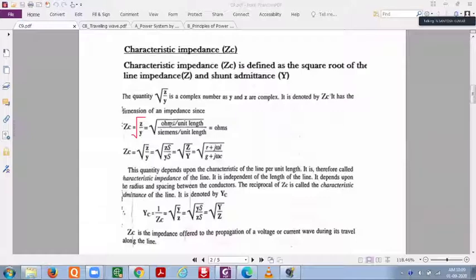Right? So this two, what happens? 1 by ohms will be ohm square. Square root, under root will get cancelled. So the units of your characteristic impedance is ohms. Right? And don't get confused. What we are doing as a definition, it is under root Z by Y.